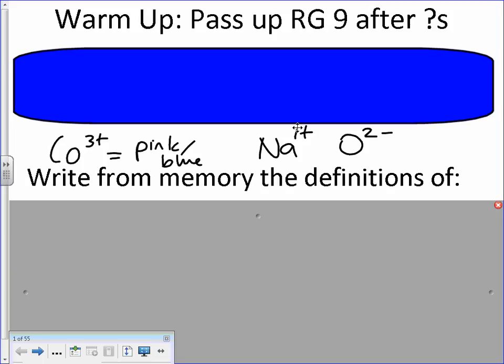So the crisscross rule. This is all it is. You take the number of the charge and put it down here as a subscript on the next element. You take the number of that charge and put it as a subscript here. So there are going to be 2 numbers there. It's called the crisscross rule.